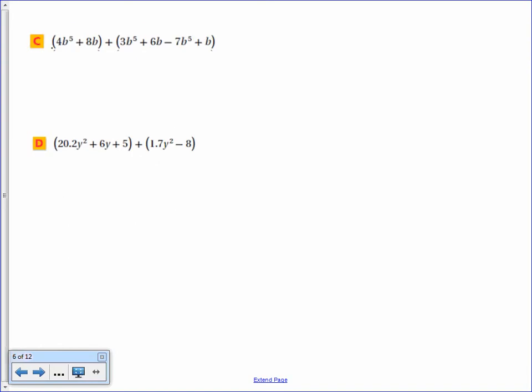So let's take a look at a few more. So we have a B to the 5th, B to the 5th, B to the 5th. I have some B's, so 8B, 6B, and a regular B. So 4B to the 5th plus 3B to the 5th minus 7B to the 5th. So 4 plus 3 will give me 7, but then minus 7B to the 5th. That's going to actually make those all cancel out once again. So 8B plus 6B plus a B, 8 plus 6 will give me 14, plus another 1 will give me a 15B.